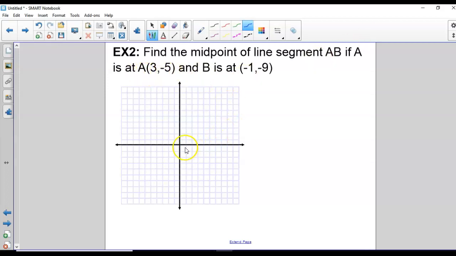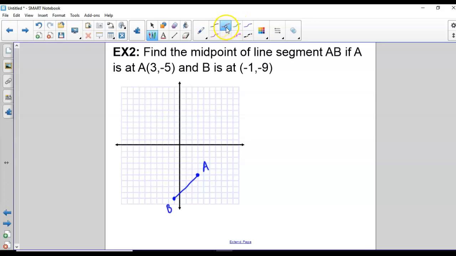So we've got 3, -5. So let's graph 3, -5. I'm going to put an A right here. And then B is at -1, -9. So -1, -9. And so we are looking for the midpoint. The midpoint is the point that is halfway between those 2 points, the middle of that line.